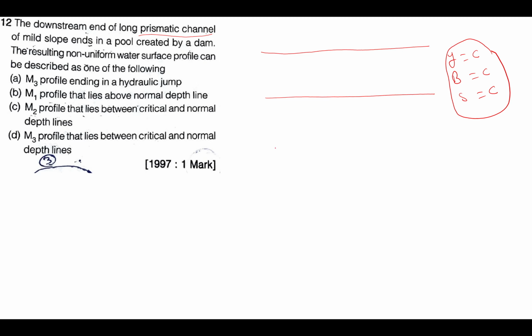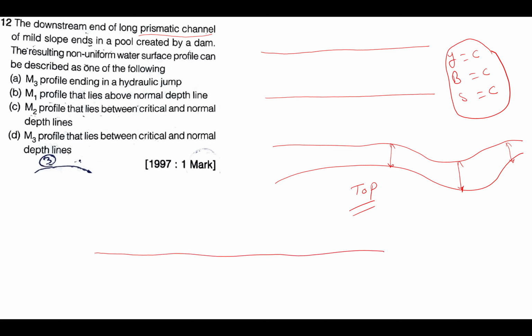If you want to see the top view of a non-prismatic channel, how it looks: here the channel width is different, here it is different, here it is different, maybe the slope is also different. We are looking from the top view. This is the top view of a channel. So this is the difference between prismatic and non-prismatic. If we look at a prismatic channel from the side view, it will look like that.